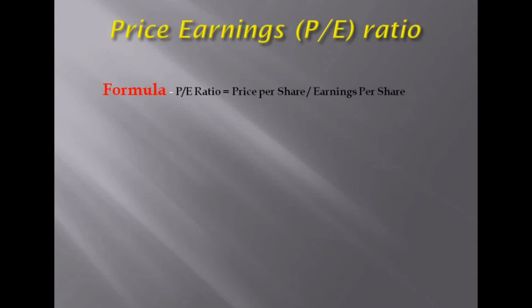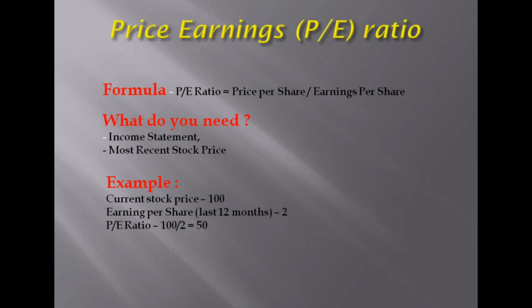For that you need which data? You need the income statement of the company and the recent stock price. If you go to Screener or any other app or website, you can get the income statement information of any company. Then for example, let's say the current stock price of a company is 100 and earning per share, let's consider for the last 12 months, is 2 on an average. So the PE ratio will be 100 by 2, that is 50. So we get 50 now.